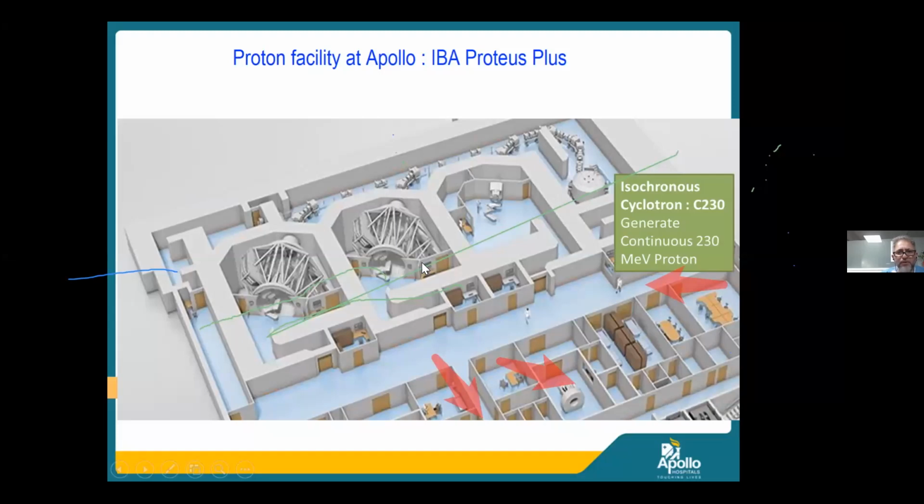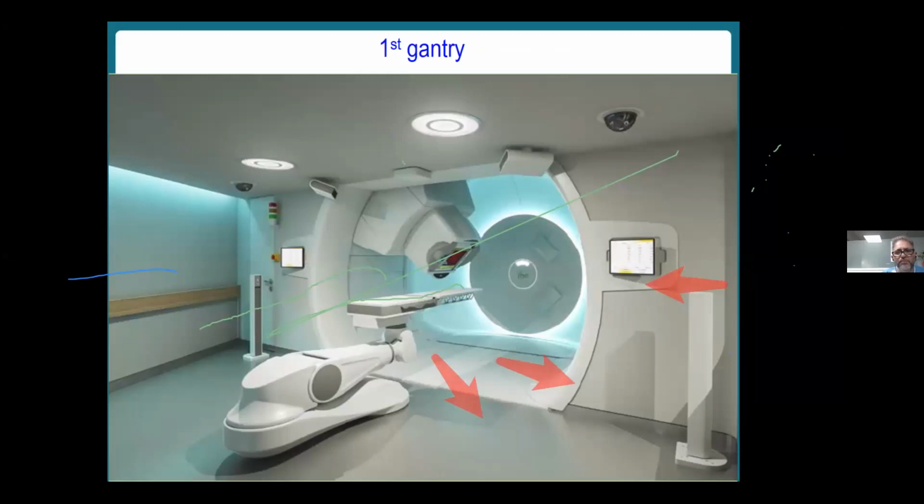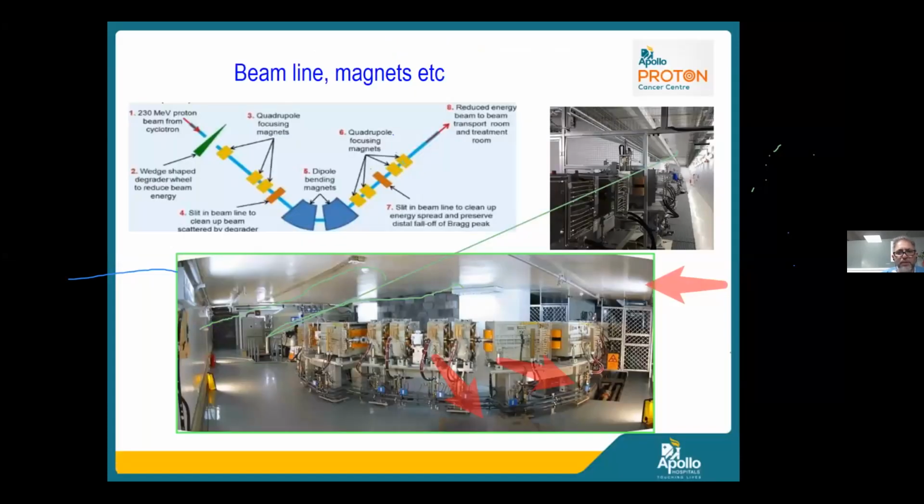And these are the different technical parameters about the machine. This is how the beam machine looks. It looks very, very patient friendly. And this is the couch, this is the nozzle, this is the patient positioning system, the couch top, monitors, and X-ray systems to look at the image guidance. We also have an AlignRT surface guided radiotherapy and lasers to guide the beams. These are the different beam lines.